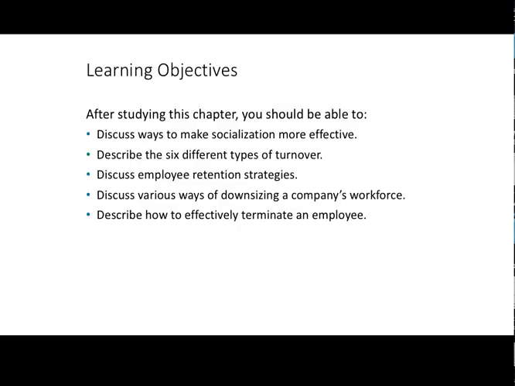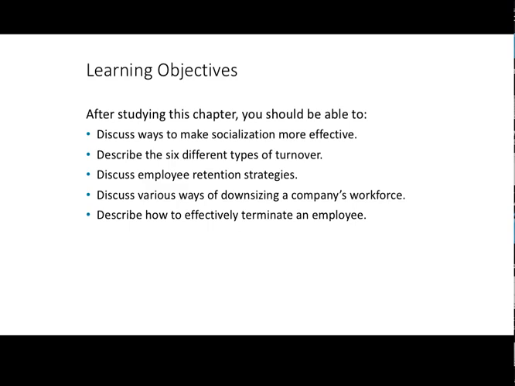Our learning objectives for this chapter are as follows. Number one, we're going to look at how we can help make the socialization process more effective. Step one, we do recruiting. Step two, we do selection. Step three, we make our hiring decision. And then once that person accepts the job offer, we need to get them integrated and up to speed as quickly as possible. The better job we do at socialization and training them on their job requirements, the more productive they will be and the greater return on investment we'll have for our selection system.